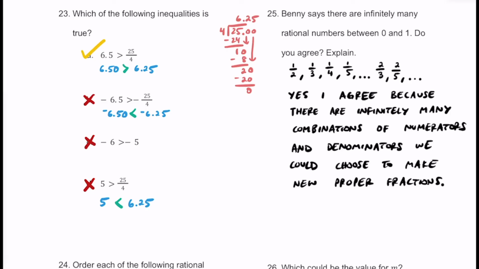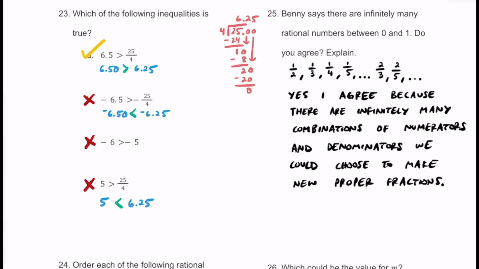And I would say essentially something like this, that I would agree because there are infinitely many combinations of numerators and denominators that we could choose to make new proper fractions. So we can keep changing the numerators and denominators. If it's going to be between these values of 0 and 1, make sure they're all proper fractions, but we can just keep writing more and more of these proper fractions, which means there would be infinitely many rational numbers between 0 and 1. So hopefully I provided a few examples and also defended my argument by giving some good logic of why I would support this.